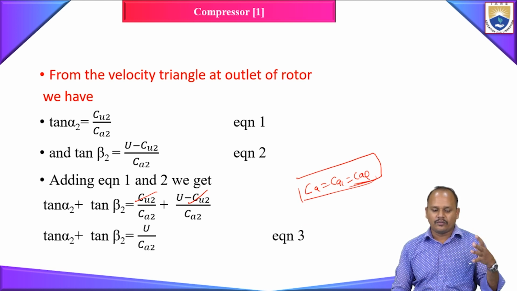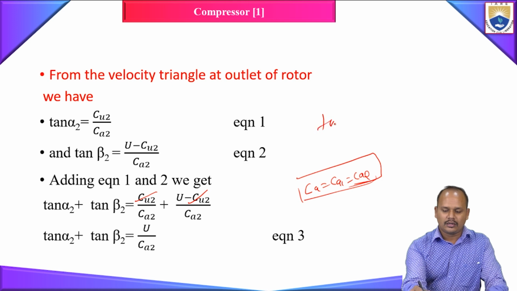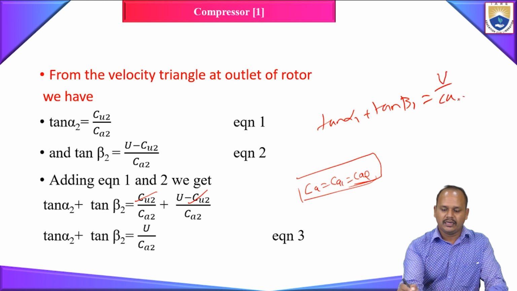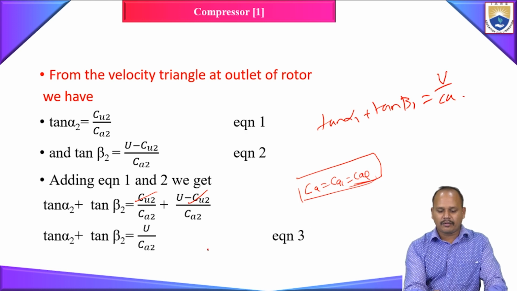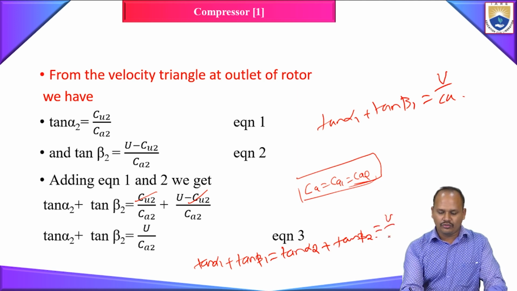So the velocity component which we are going to change is only the tangential component, or whirl velocity component. If I apply this condition, I can write tan alpha 1 plus tan beta 1 is equal to U by Ca. Similarly, tan alpha 2 plus tan beta 2 is equal to U by Ca. So I can write tan alpha 1 plus tan beta 1 is equal to tan alpha 2 plus tan beta 2. So this is the result we are getting from our velocity triangle, which is equal to U by Ca.